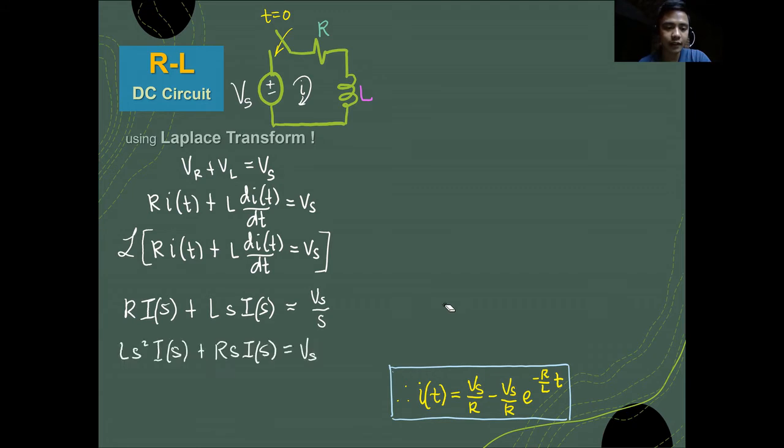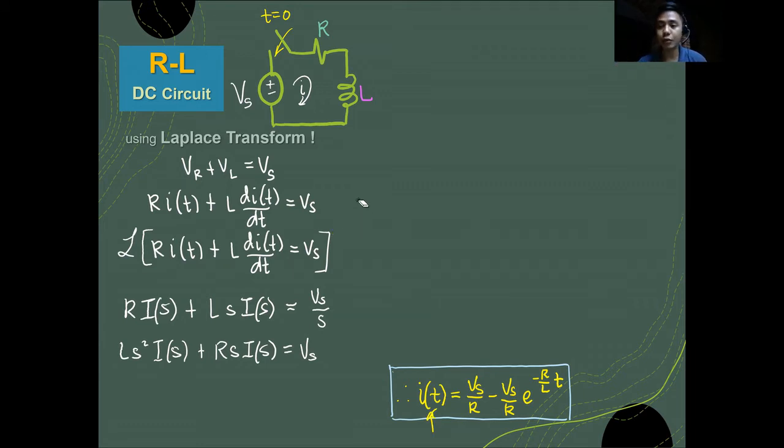In that case, arranging the equation, removing the denominator of the Vs over s, multiplying all sides by s, you will have Ls squared I(s) plus Rs I(s) equals Vs. So you just multiply all of them by s, then arrange the equation. We're not yet looking for s. Our goal is to find i(t). So this is the first step.